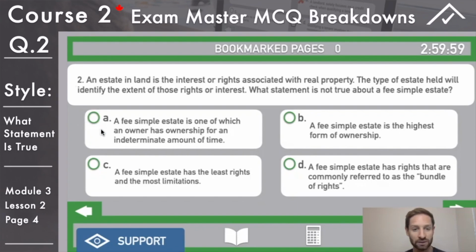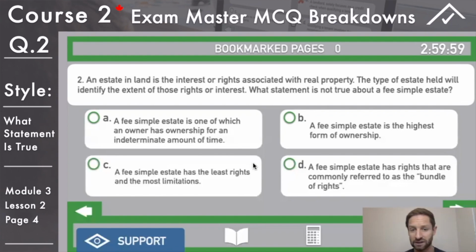A fee simple estate is one of which an owner has ownership for an indeterminate amount of time. Of course, this is fee simple, indeterminate amount of time. This means you own the property. B, a fee simple estate is the highest form of ownership. It is the highest form of ownership. Again, we're looking for the wrong answer, not right. C, a fee simple estate has the least rights and the most limitations. Okay, we'll leave it hovered over there for now, right? It doesn't sound right.